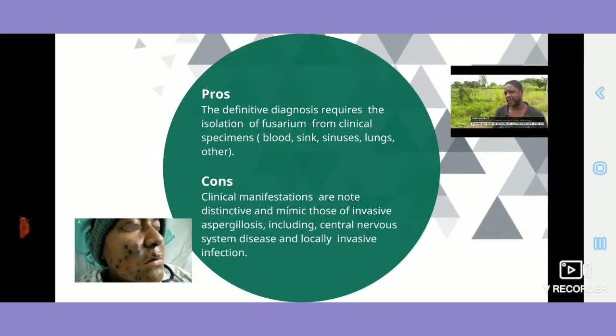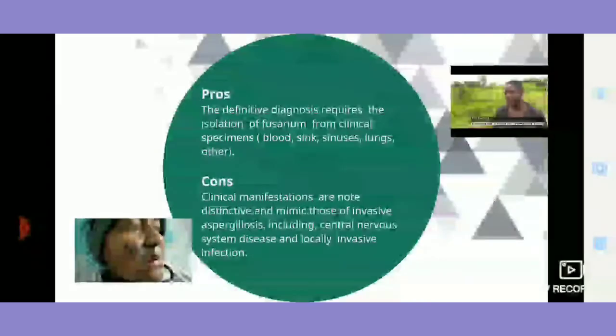The pros and the cons. Pro, a definition: diagnosis requires the isolation of Fusarium species from clinical specimens, such as blood, sinus, skin, lungs, and others. Cons: clinical manifestations are not disease-specific, and mimic those of invasive aspergillosis, including central nervous system disease and locally invasive infection.